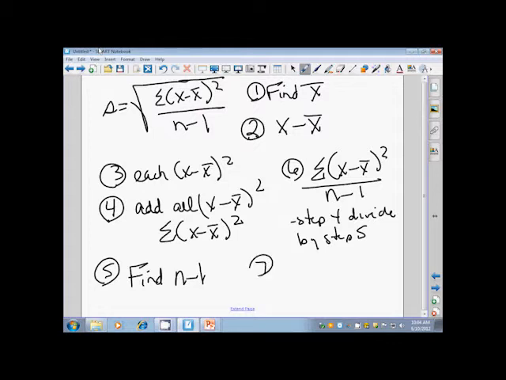Step 7 is you want to take the square root of your sum of x minus x bar squared divided by n minus 1. So you want to take the square root of step 6. That is how you find standard deviation.